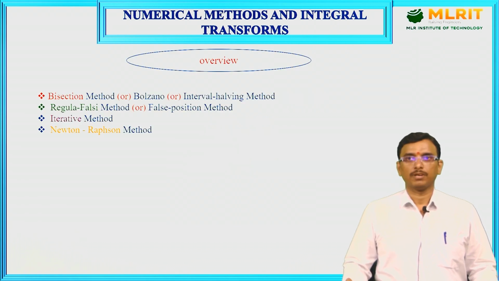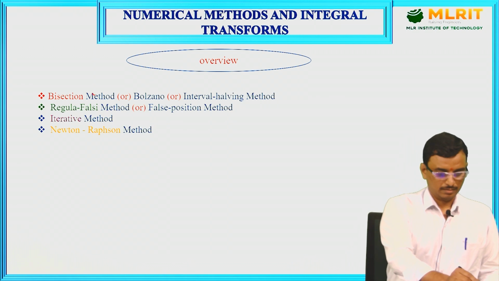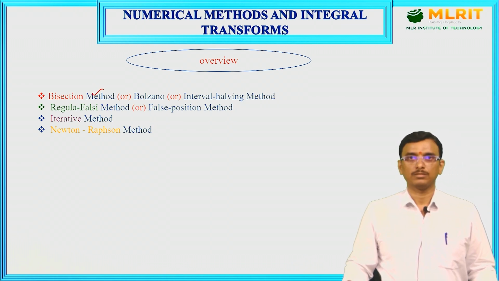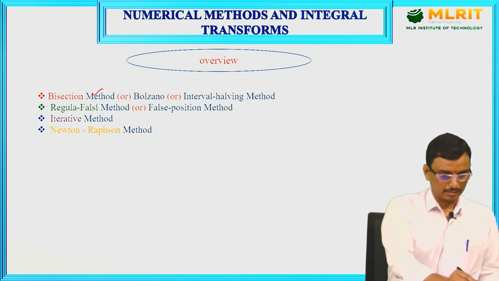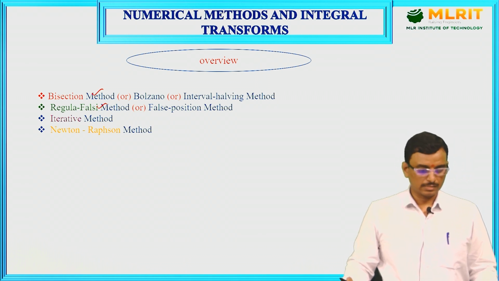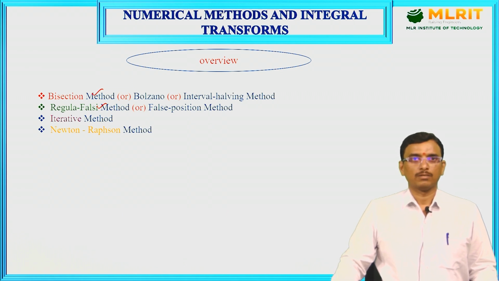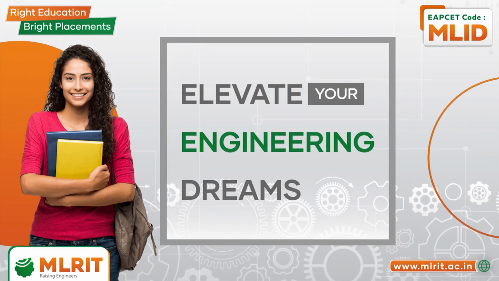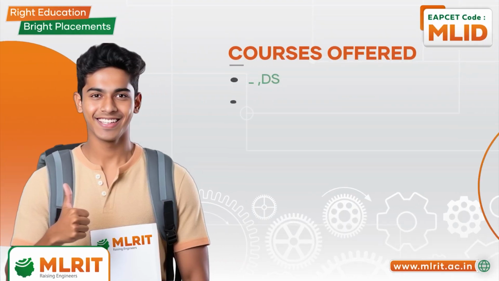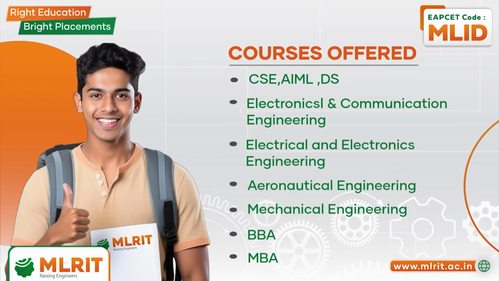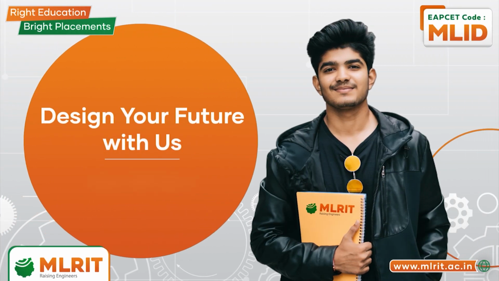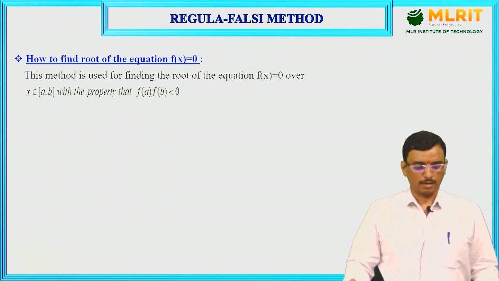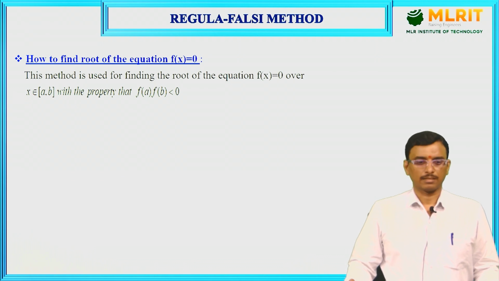In the last session, we discussed the bisection method, how to find the root of a function f of x equal to 0. In this session, we are going to discuss the regula falsi method in numerical techniques. This is also one of the root finding techniques to find the root of the function f of x equal to 0. Then, how to find the root of the function f of x equal to 0 using the regula falsi method.